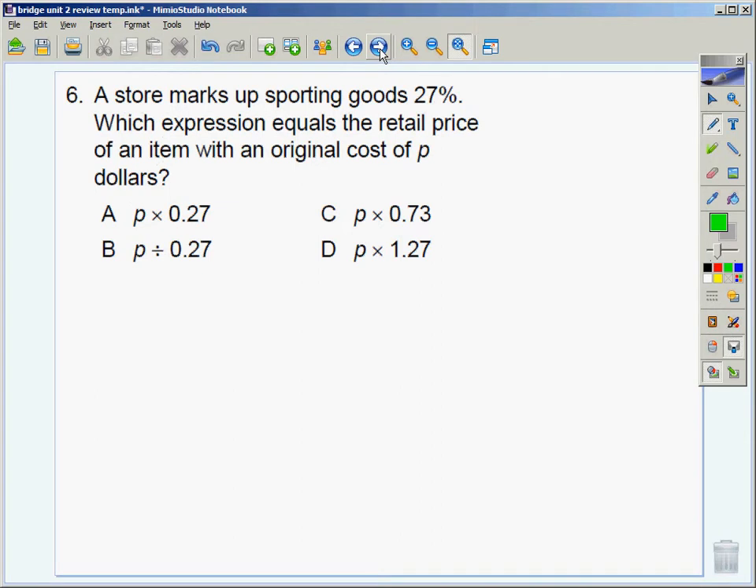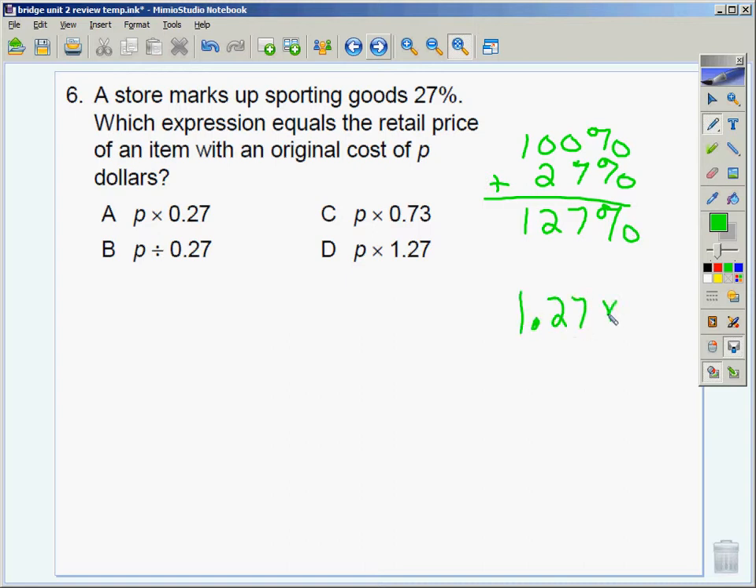Number 6. A store marks up sporting goods 27%. Which expression equals the retail price of the item with the original cost of P? We normally would spend 100% to purchase an item, but they've marked it up 27%. So I'm now paying 127% of the cost of the item. How many places would I move the decimal? 2. So this becomes 1.27, and I'm going to multiply it by that original cost, which is why D is the correct answer.